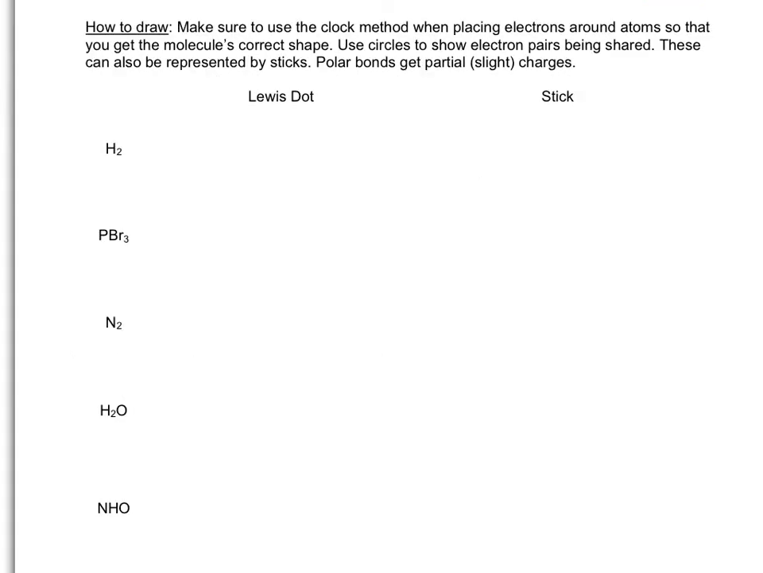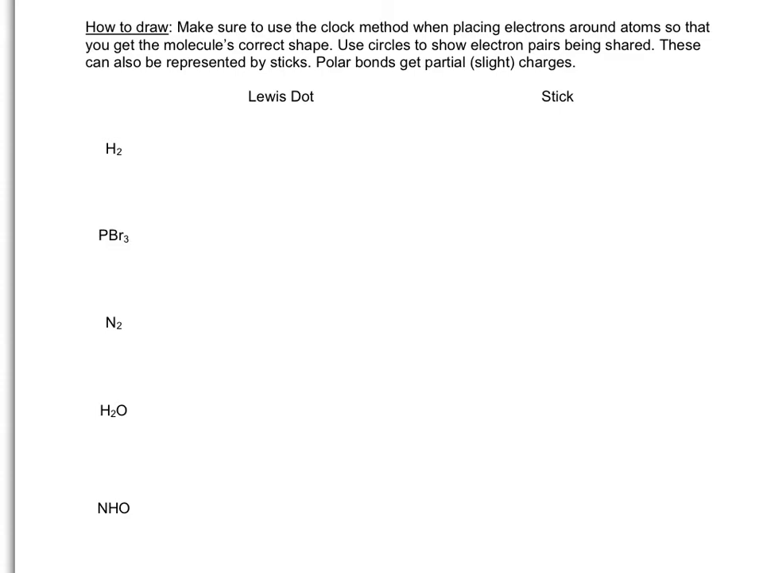Remember, diagrams for molecular compounds use a different notation than ionic ones. For ionic bonds, we use arrows showing where the electrons are going, and full charges. When you're doing a diagram for a molecular compound, make sure that you use the clock method when you're placing electrons around the atoms so that you get the molecule's correct shape. This will become important in the next lesson.